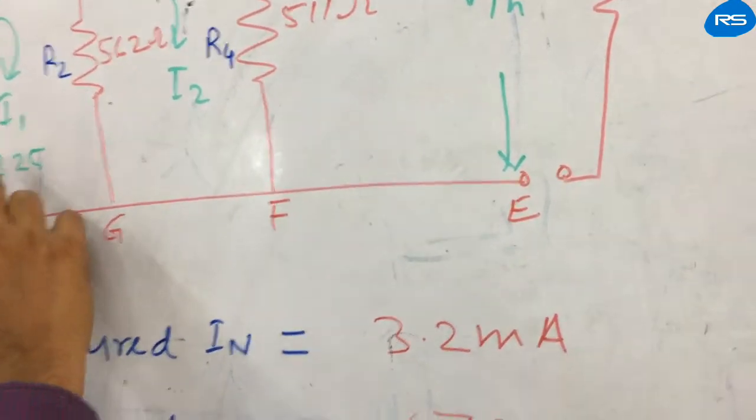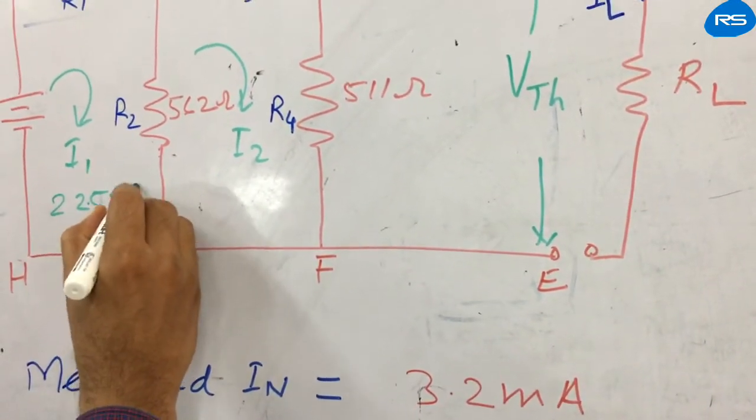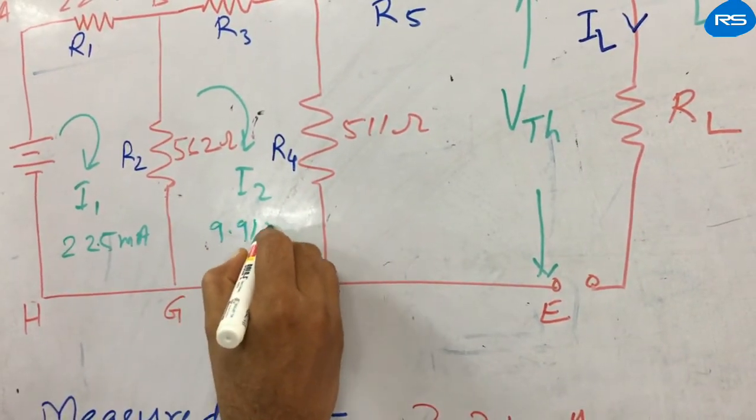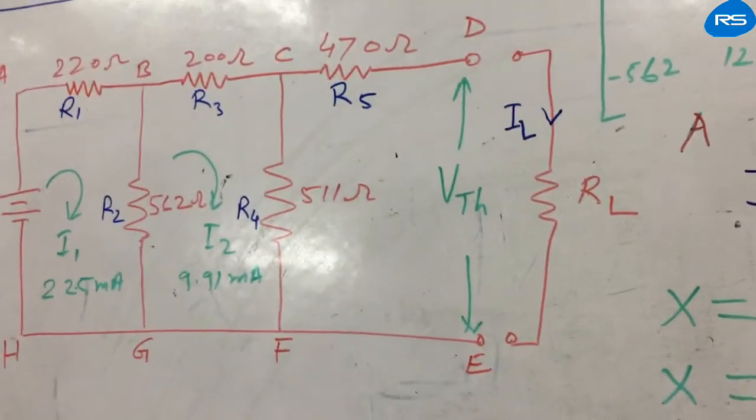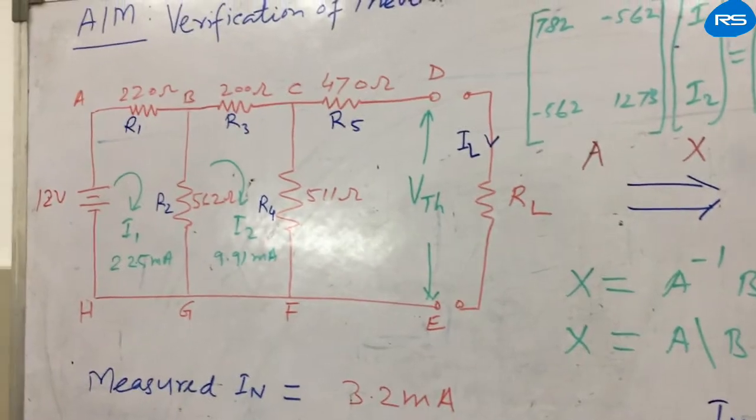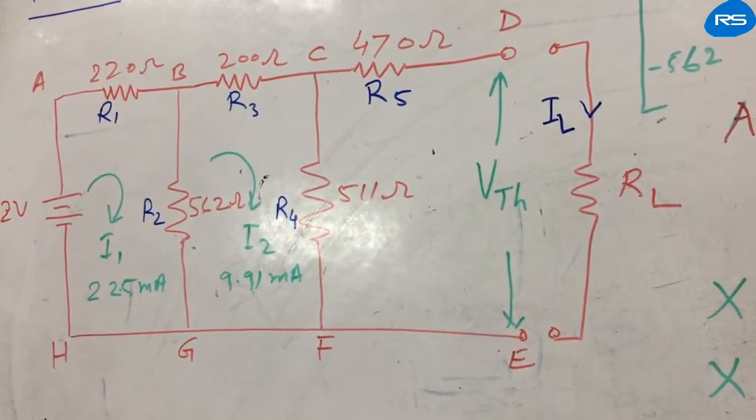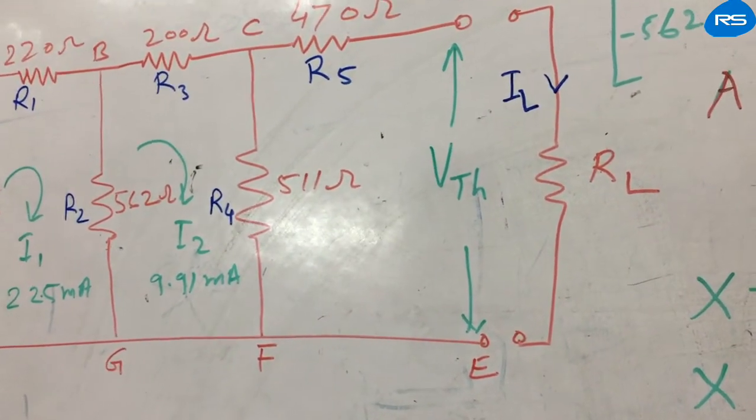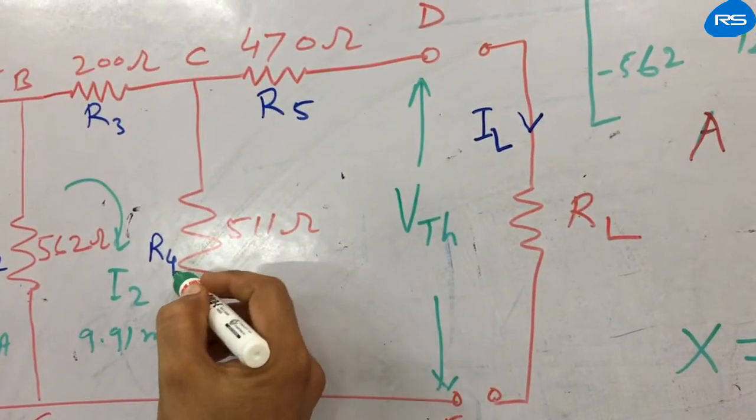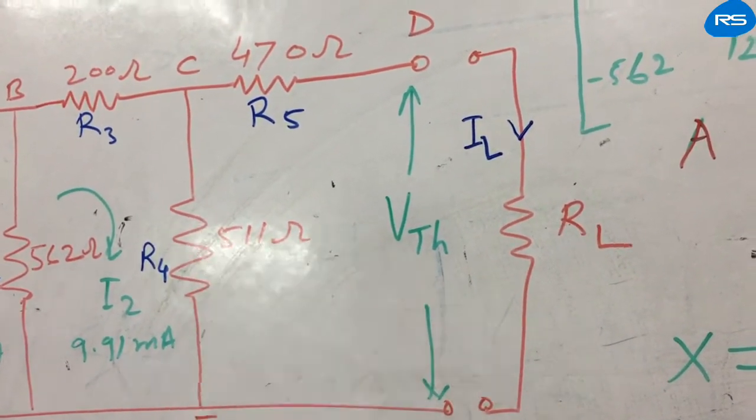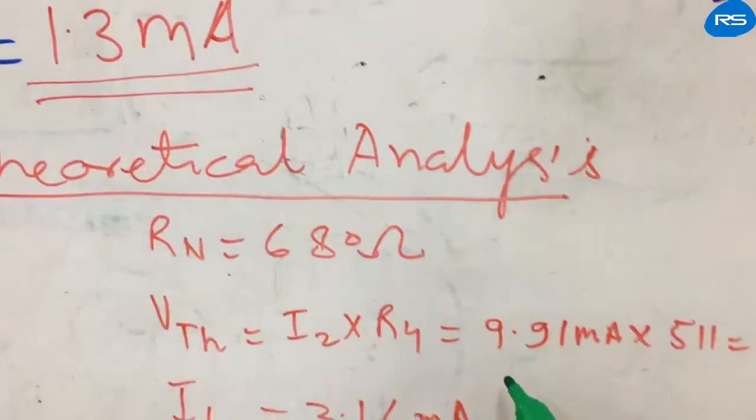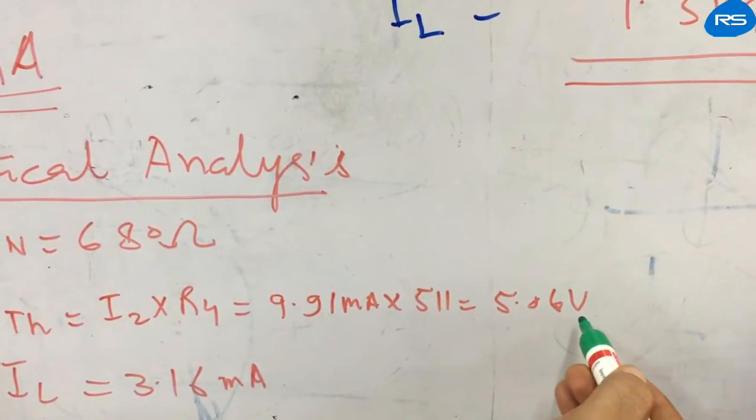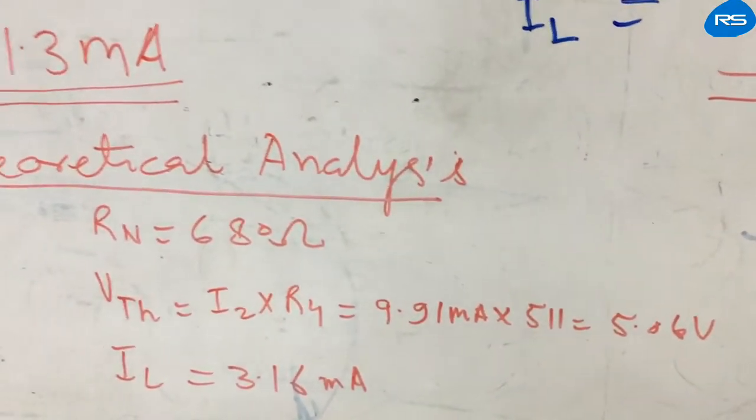Means it is 22.5 milliampere, and I2 equal to 9.91 milliampere. So the voltage across the resistance R4, that is 511 ohm, will give the VThevenin. So VThevenin will be equal to this I2 current multiplied by R4. So this comes out to be 9.991 milliampere into 511 ohms equal to 5.06 volts. So this is the Thevenin voltage.